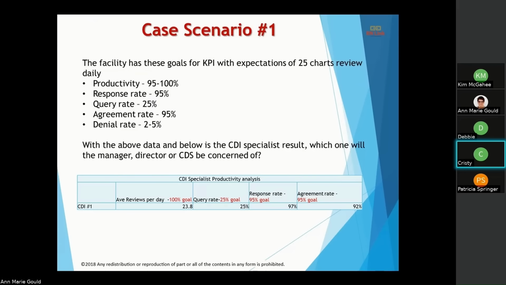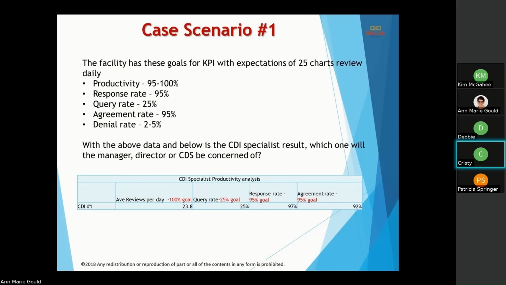Okay. So the average review for this person is 100%. The goal is 23.38. I'm sorry. Query rate is 25% goal, and that CDI has 25%. Response rate 95% goal, at 97. Agreement rate 95%. The goal was 95%, and that CDI 92%. So which do you think would be the concern for the manager or the director?